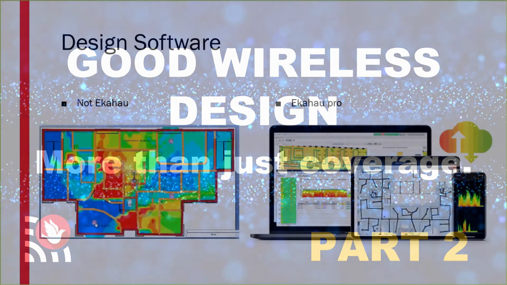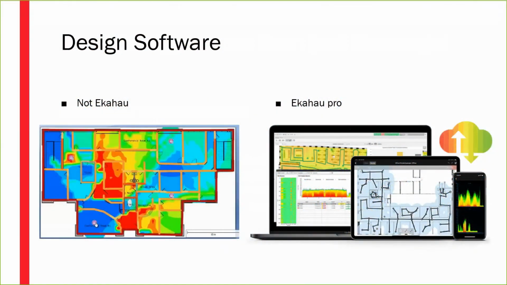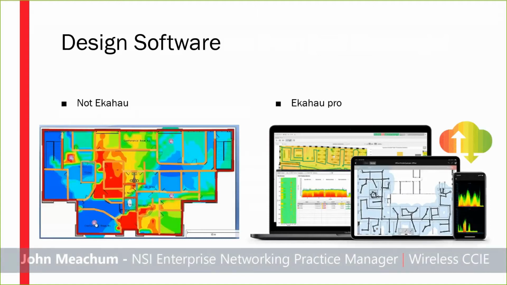So here's a couple examples of different design software outputs. The Ekahau one, I've got a few pictures here overlaying each other, and here you can actually see the path, the black lines in the blue area, as well as the green lines in the yellow orange area. Those are actually the path that the engineer walked to gather data to produce this heat map.